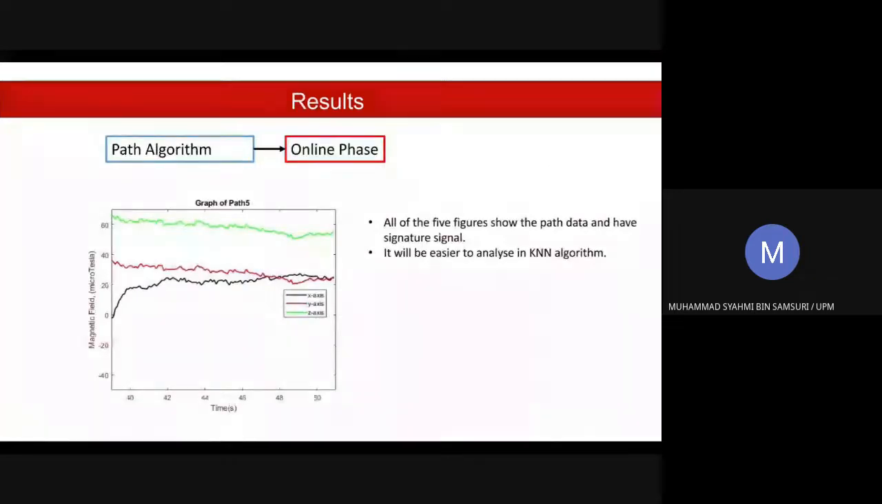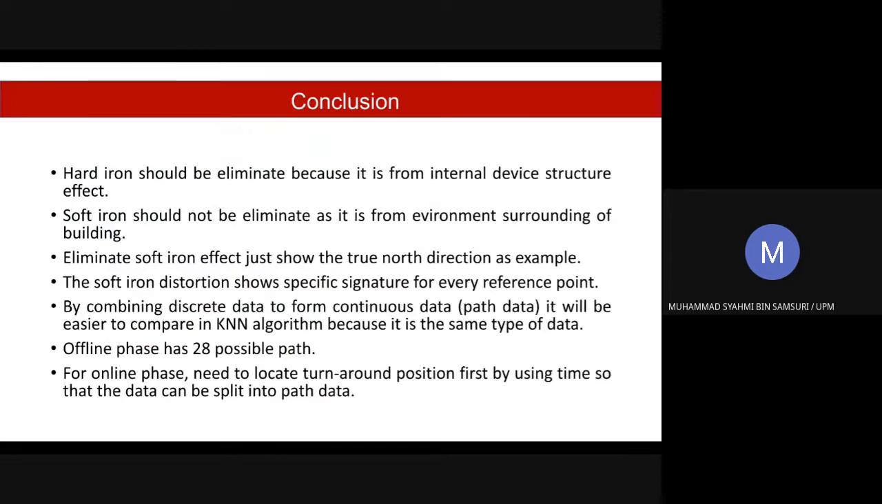For the other objective, it is under progress. So the conclusion is hard iron should be eliminated because it is from the internal device structure effect. Soft iron should not be eliminated as it is from the environment surrounding of the building. Eliminating soft iron effect just shows the true north direction as an example. The soft iron distortion shows a specific signature for every reference point.